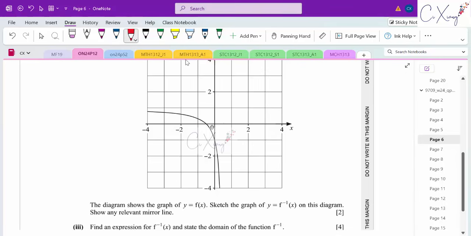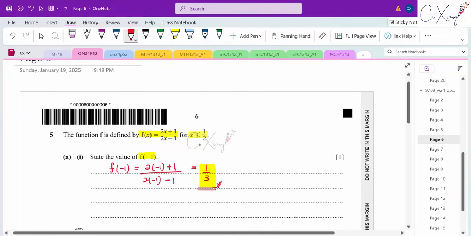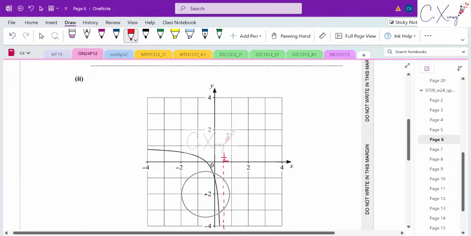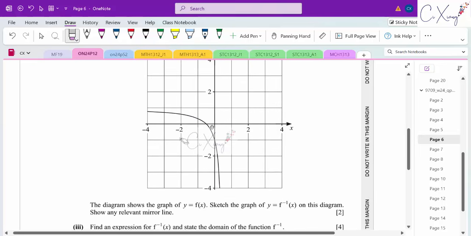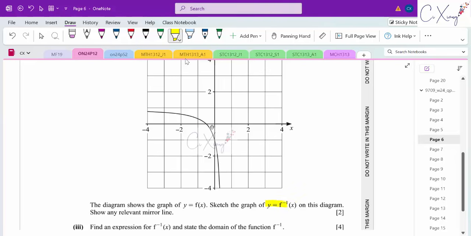From the graph, you can see that the graph starts smaller than half, which fulfills the domain given in the question, x smaller than half. Okay, so this is basically the function f(x). Then after that, they want us to sketch the graph of f inverse x on this diagram. Show any relevant mirror line.